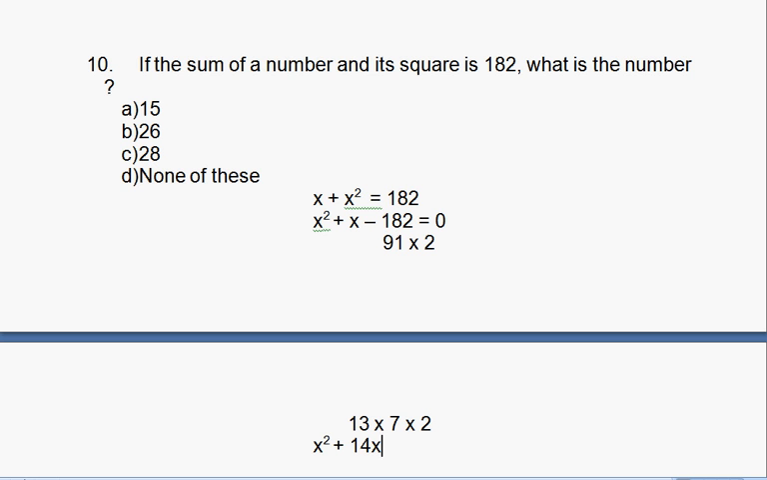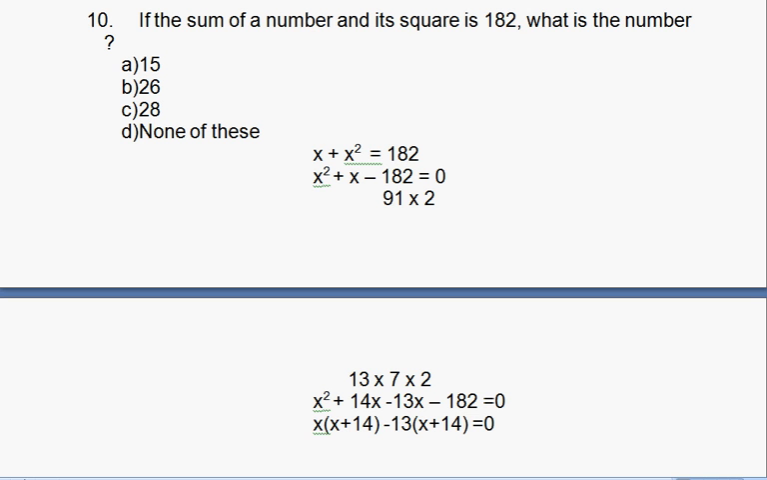So we can write x square plus 14x minus 13x minus 182 is equal to 0. We can again take x common from this. It becomes x into x plus 14. From the second we can take 13 common, minus 13 common rather, and it would become x plus 14 inside, which is equal to 0. A very simple way to solve a quadratic equation.